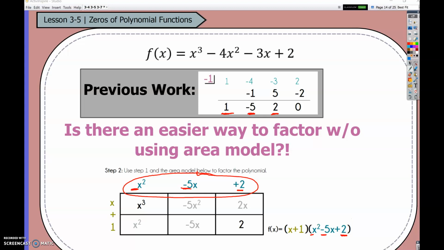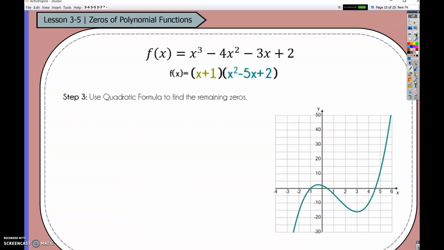That means not only is synthetic substitution, that little fun process where you drop down the 1 and multiply and add, a way to find an x that goes with a y, it's also going to be a way to find what polynomial is left over that would give you the other factor. So keeping with this problem, we have our x plus 1, we have our new factor we found from the box, or we realized it came from synthetic division.